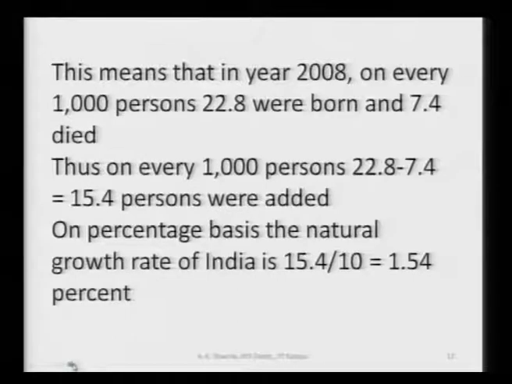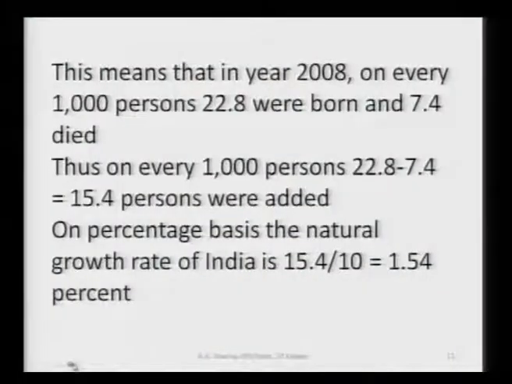You may ask, how can fractions be born and die? This means that on 10,000 persons, 228 were born and on 10,000 persons, 74 died. In statistical language, we say that on 1000 persons, 22.8 were born. It is customary to define birth rate in per 1000 terms, that is why a fraction. Thus, on every 1000 persons, if 22.8 were born and 7.4 died, then 22.8 minus 7.4 or 15.4 persons were added. That means, on every 10,000 persons, 154 persons were added.